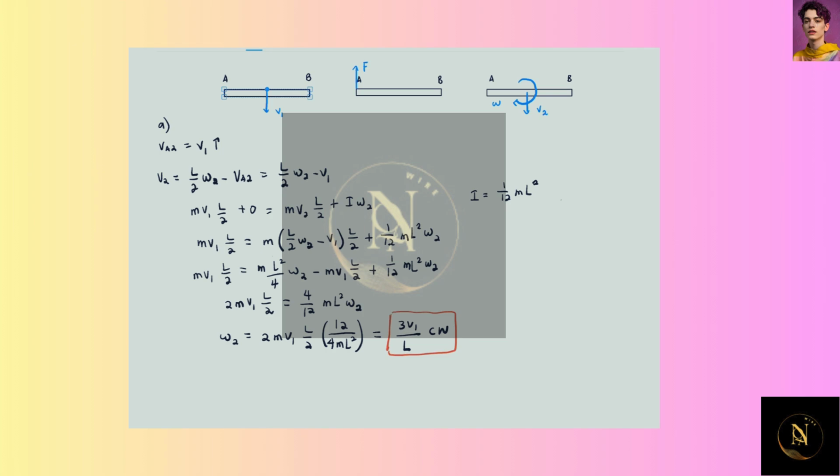Now, solving for V2, since we now have omega 2, V2 is equal to, from the equation earlier, L/2 omega 2 minus V1. So this would be L/2 times 3V1 over L minus V1. This would cancel out. So that's 3 halves V1 minus V1, which would be equal to 1/2 V1, directed downward.